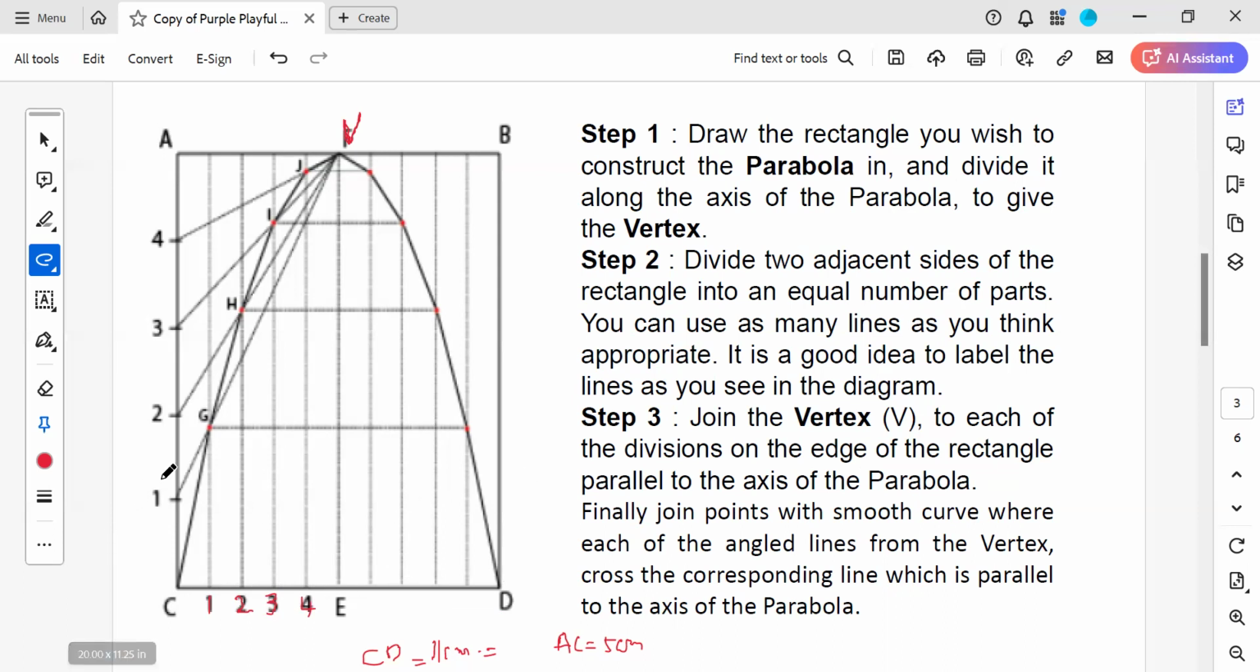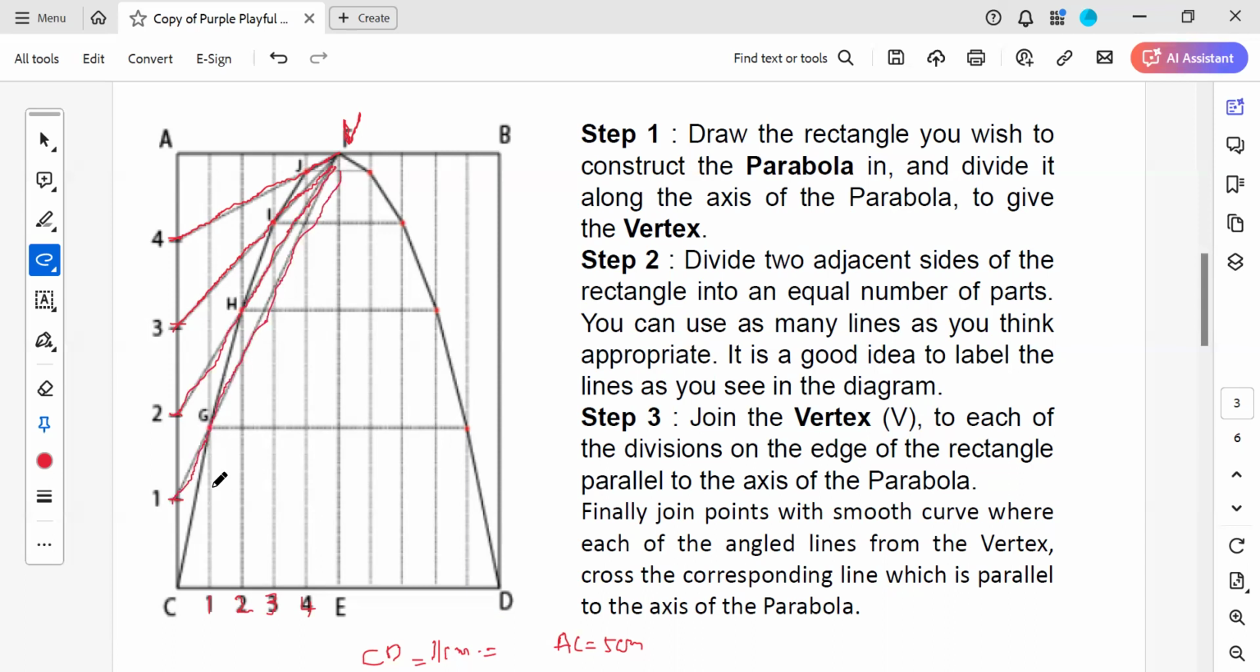Similarly, divide this one also into 5 equal divisions, because whatever divisions we have taken, the second, third and fourth points will be there. Then join these divisions with the vertex: 4 with the vertex, third with the vertex, second with the vertex, and first with the vertex.